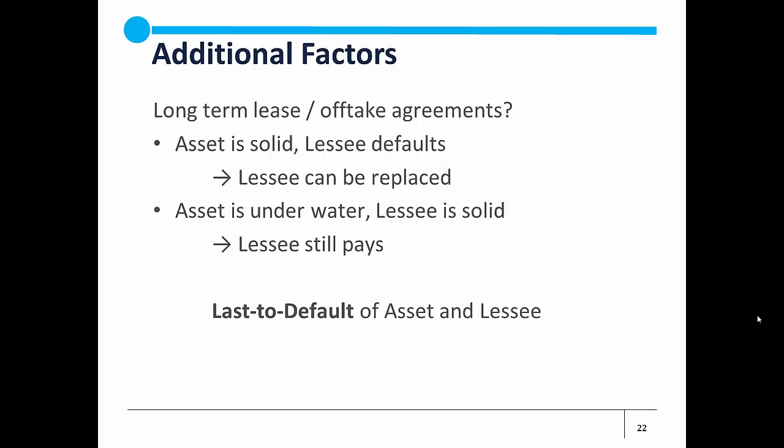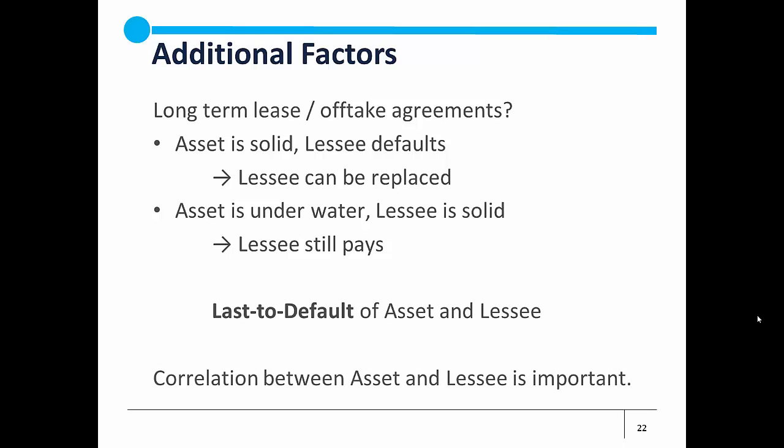One corollary of that is that obviously now we're exposed to a correlation between asset and lessee. So in other words, if we're going to lease out such an asset to somebody long term, we'd really want the lessee to be as uncorrelated to the quality of the asset as possible. Because if they're both going to go down on us, we really don't want them both to go under at the same time.